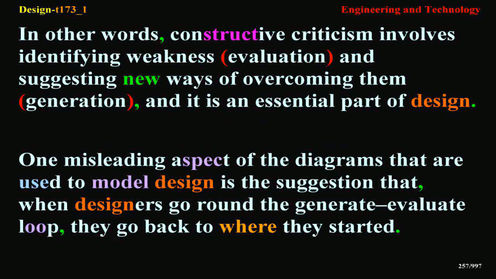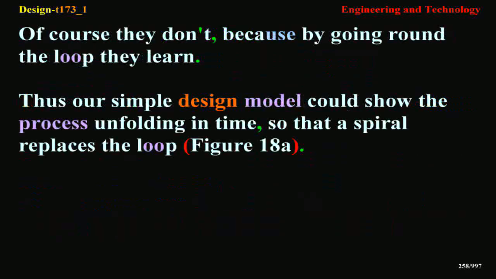One misleading aspect of the diagrams that are used to model design is the suggestion that, when designers go around the generate-evaluate loop, they go back to where they started. Of course they don't, because by going round the loop they learn. Thus our simple design model could show the process unfolding in time, so that a spiral replaces the loop.